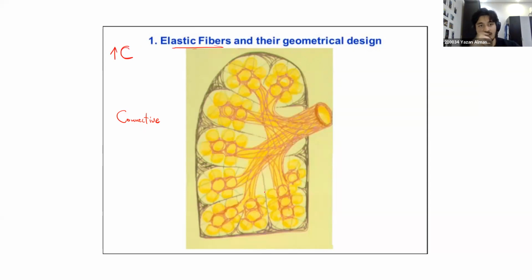There is nothing much to explain in this slide. Does that make sense? Yes, okay. You just need to know that the lung is made of elastic tissue, and this elastic tissue is one of the reasons why it's compliant.